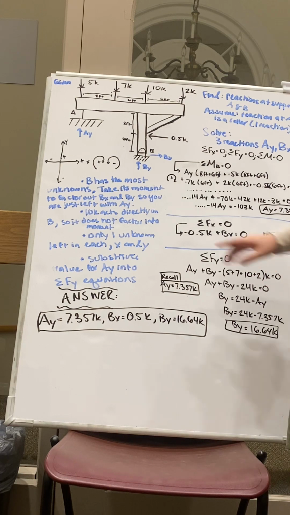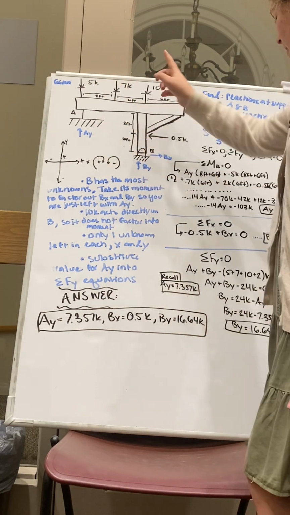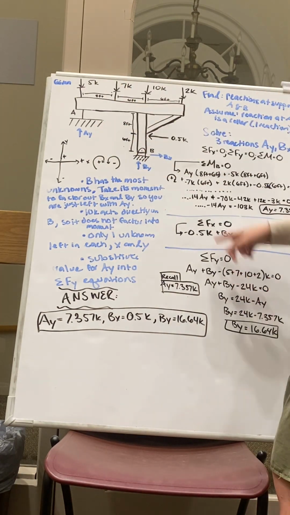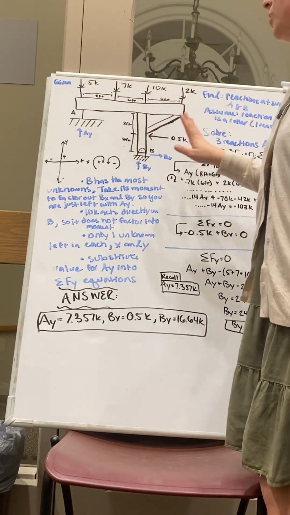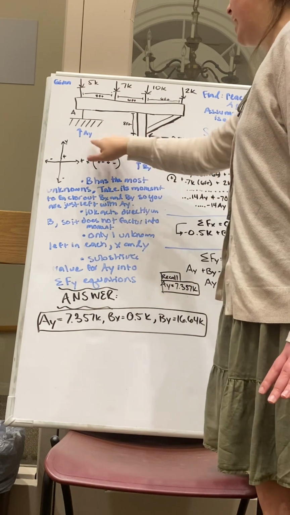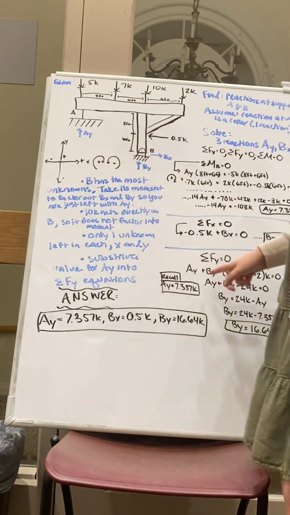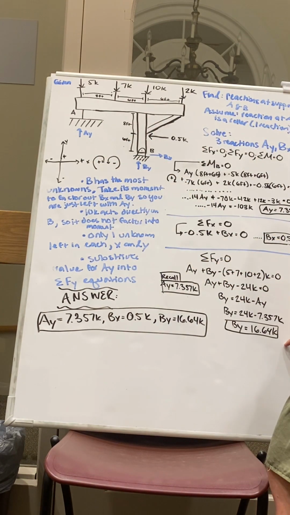For sum of forces in y, we have AY and BY, and we have the negative 5k, negative 7k, negative 10k, and negative 2k. They're negative because they're acting in the negative direction. AY and BY are positive because they're acting in the positive direction. Isolate and solve for BY. Since we know AY already, we can substitute and solve and get BY equals 16.64k.